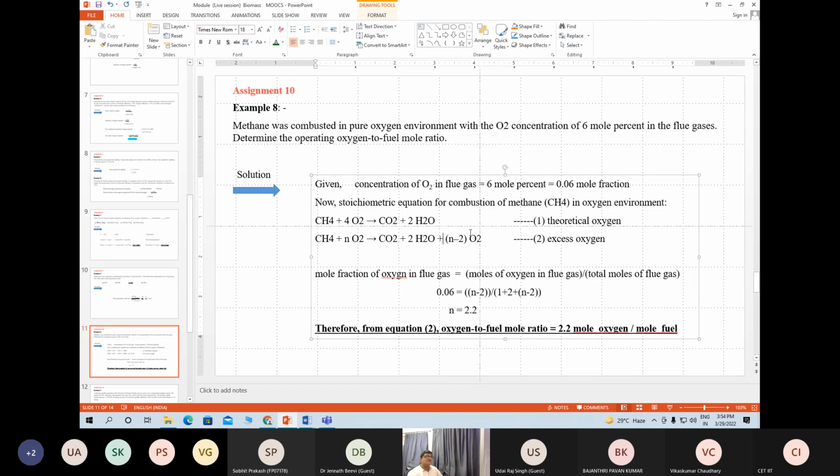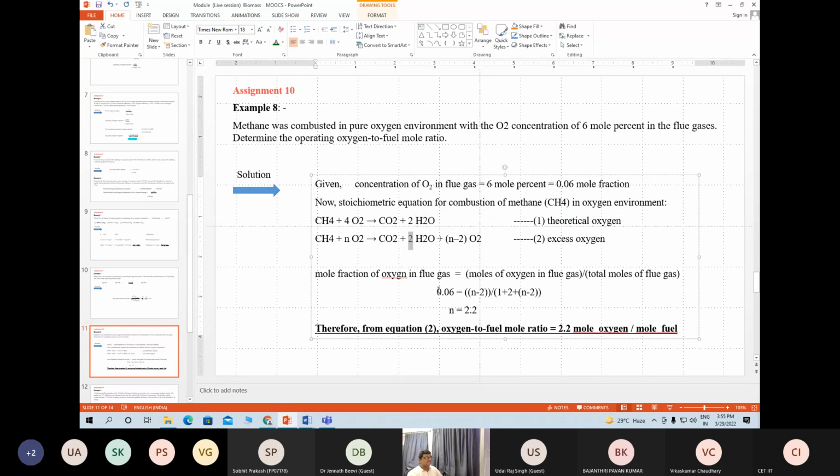So the remaining moles of oxygen will come out as it is from the flue gas. That's why it's excess oxygen. Now, if you remember our examples, how do we calculate the mole fraction of oxygen in the flue gas? The moles of oxygen in the flue gas is N minus 2, divided by the total moles of the product in the flue gas, that means 1 plus 2 plus N minus 2.